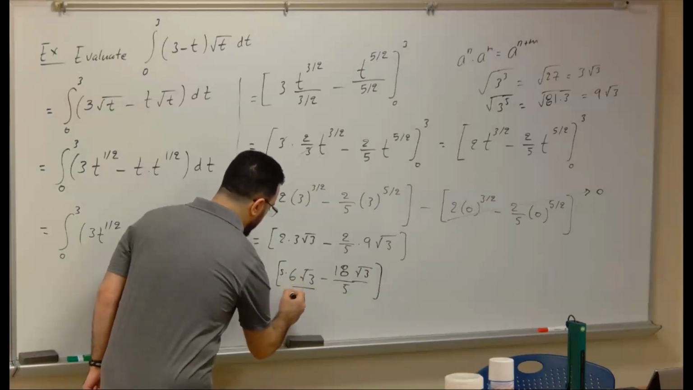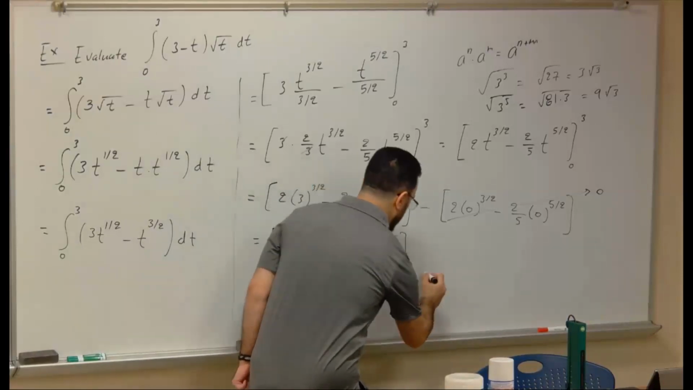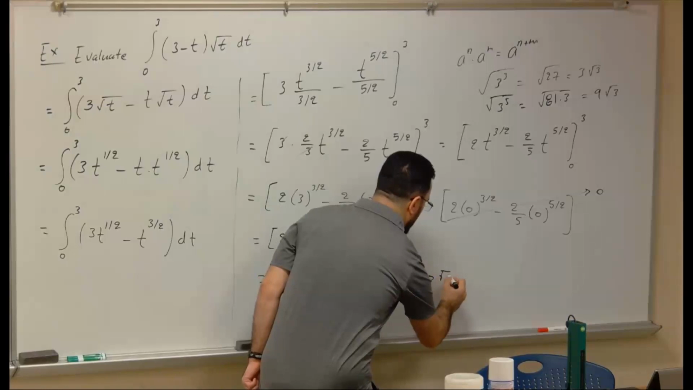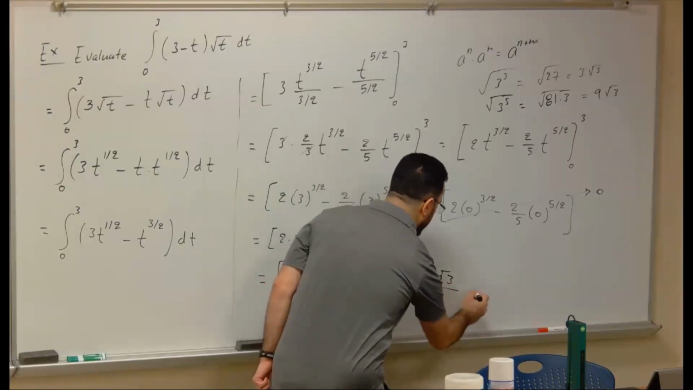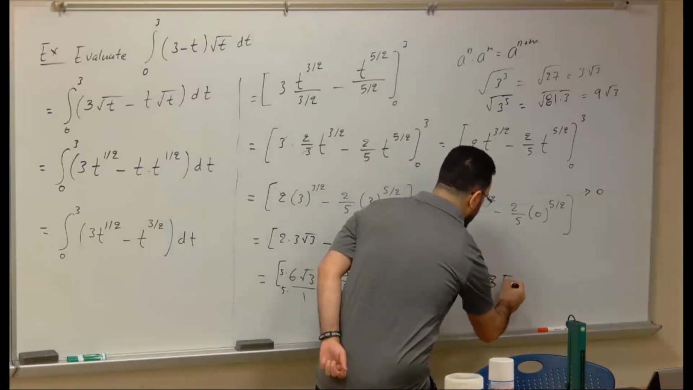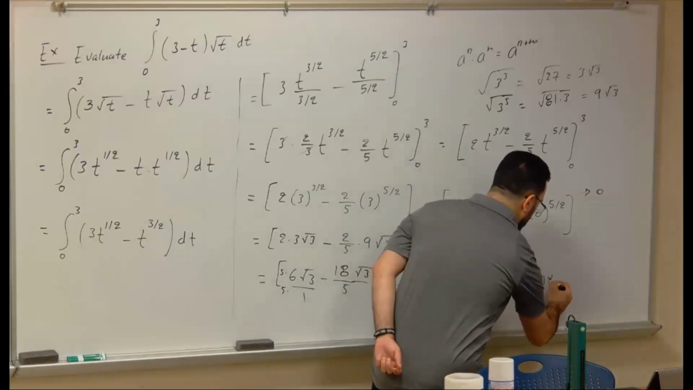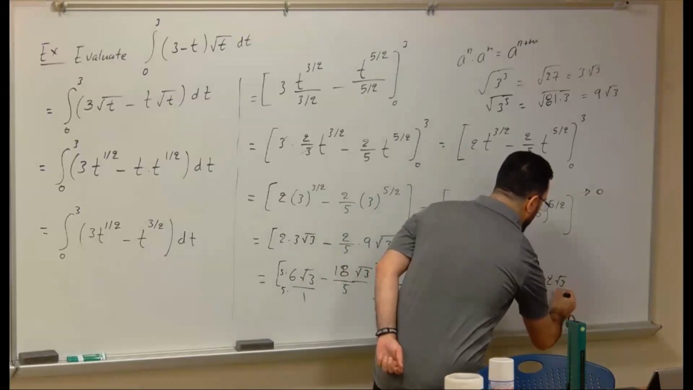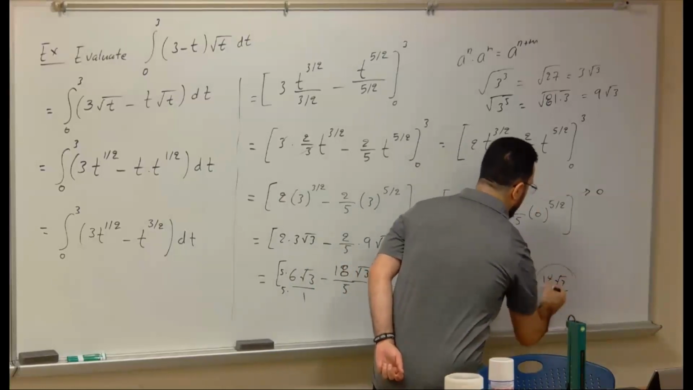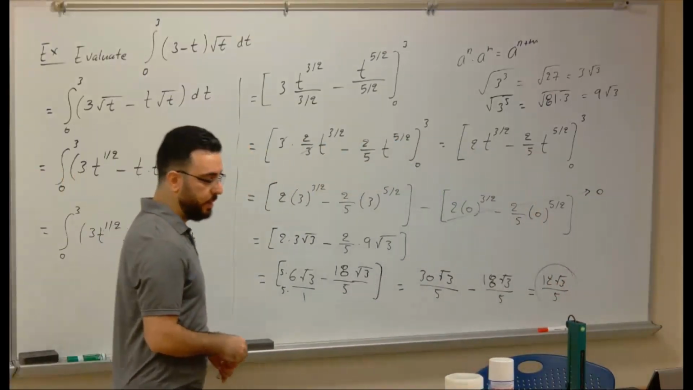By 5, and multiply the 1 by 5. That mean is going to be 30 square root of 3 divided by 5 minus 18 square root of 3 divided by 5, which is equal to 12 square root of 3 divided by 5. Got it? Have the same result?